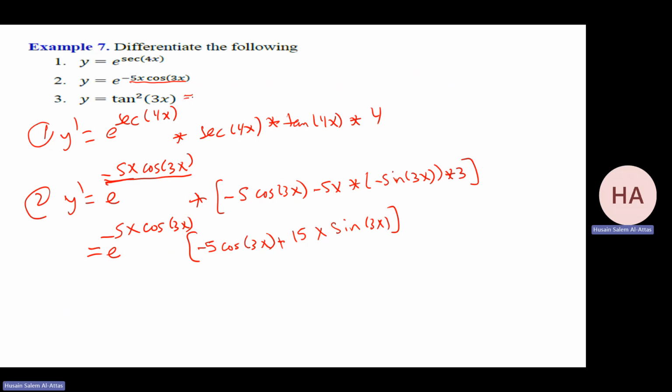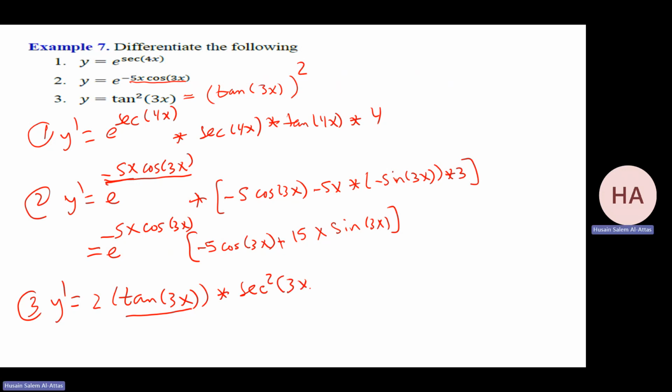Okay. This one, if you look at it, this is tan of 3x all squared. So the outer function is the square. y prime will be what? Something to the power 2, so 2 tan 3x to the power 1, times the derivative of this, which is secant squared 3x, times the derivative of this, which is 3. So that will be 6 tan 3x secant squared 3x.